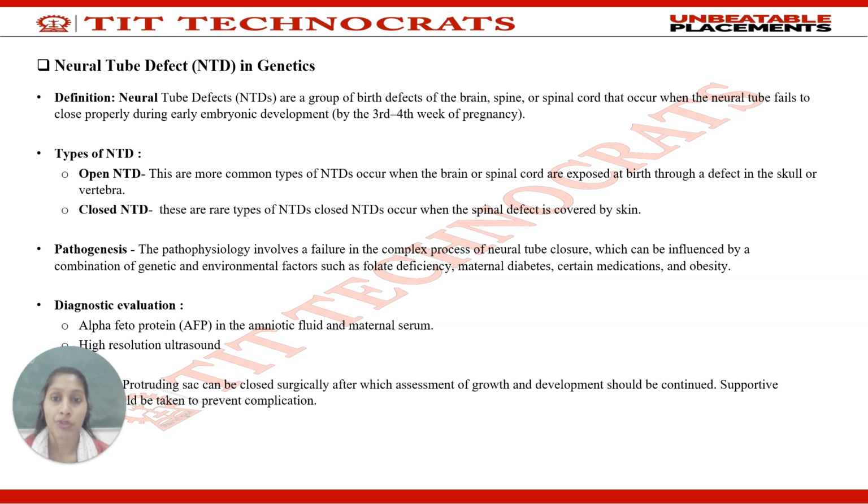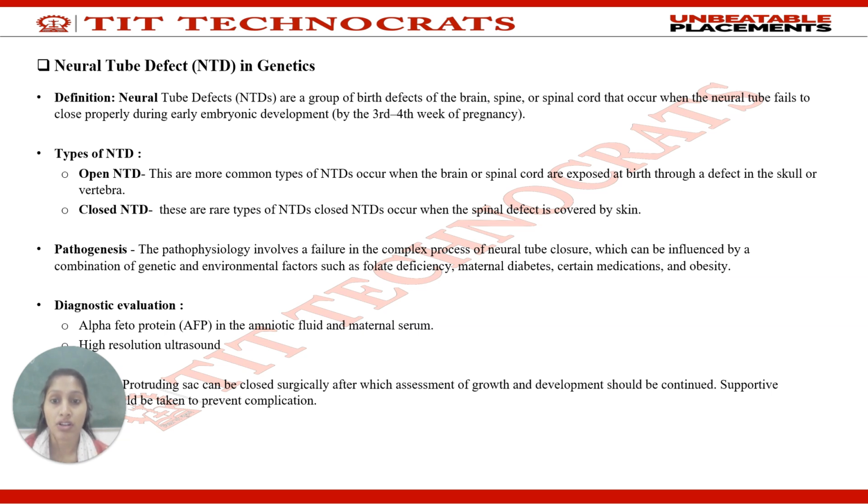Open NTDs are the most common type. They occur when the brain or spinal cord is exposed at birth through a defect in the skull or vertebra. The second type is closed NTD, a rare type, which occurs when the spinal defect is covered by skin. In closed NTD the spinal cord is covered by skin, while in open NTD it is exposed at birth.